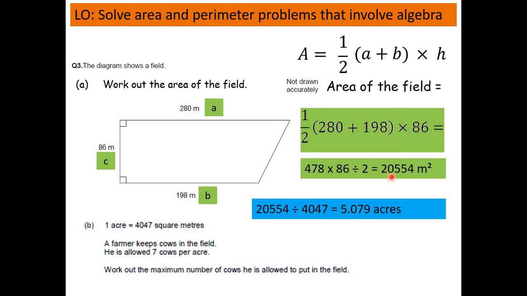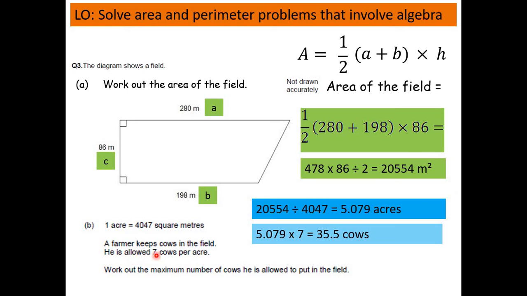We know that the area of the field is 20,554 meters squared, and we're going to divide that by 4,047, which is going to give us how many acres are in here, which is 5.079 acres.